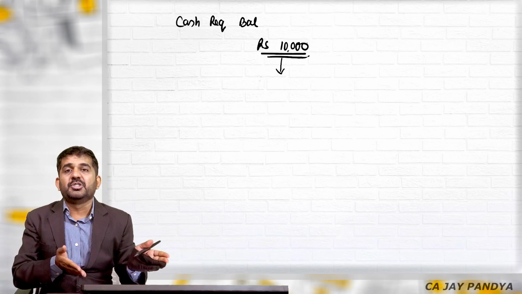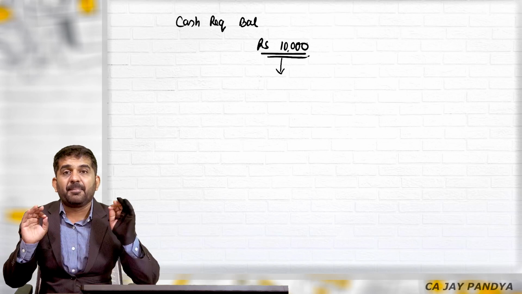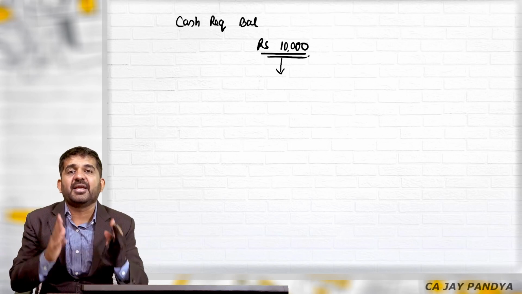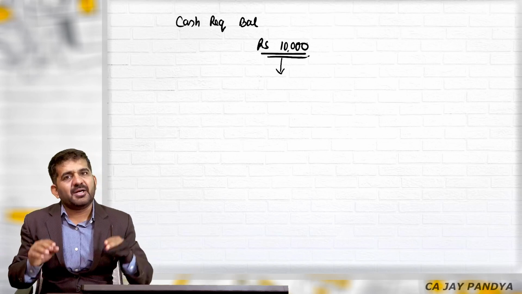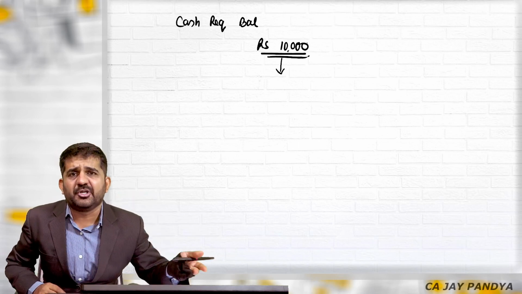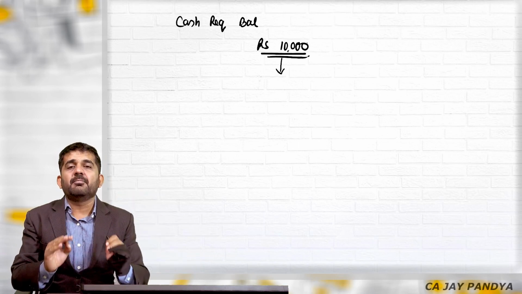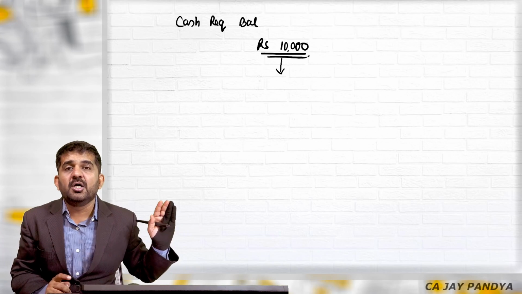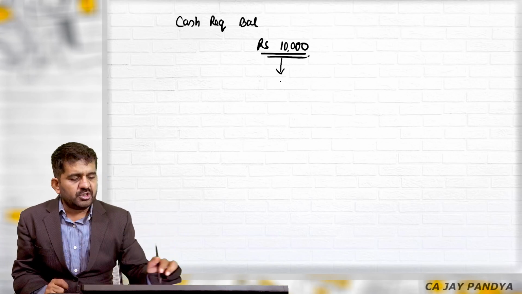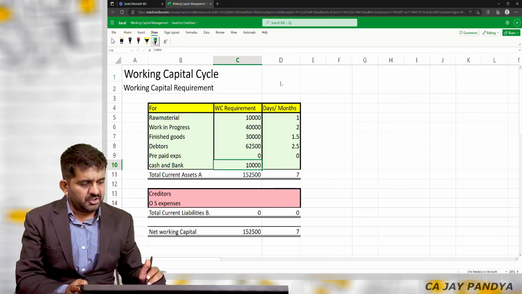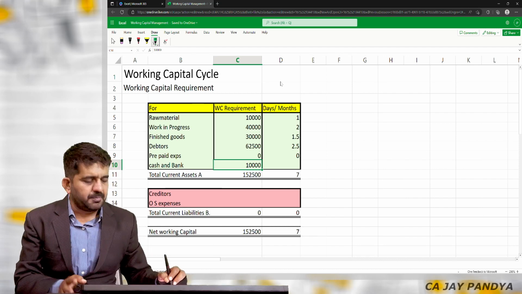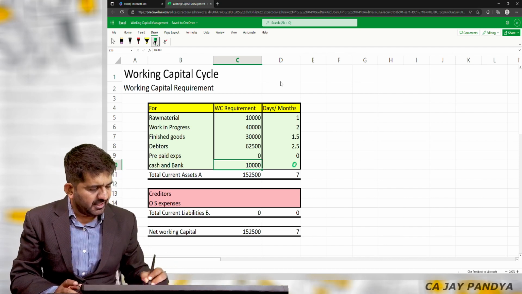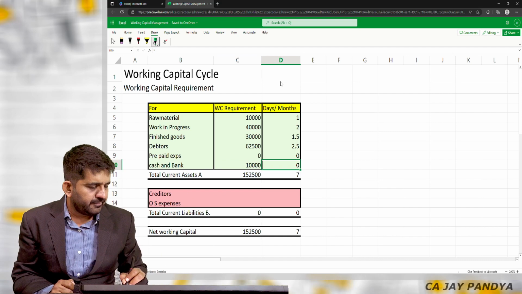If I want to do this business, I will have to keep permanently 10,000 rupees in my cash box, which is nothing but amount invested. I'm not going to get return on it. Those are going to be in my cash box throughout the business life. And so this 10,000 rupees also comes in your working capital requirement. As far as days and months are concerned, I'll not be taking anything, so I'll be taking 0.